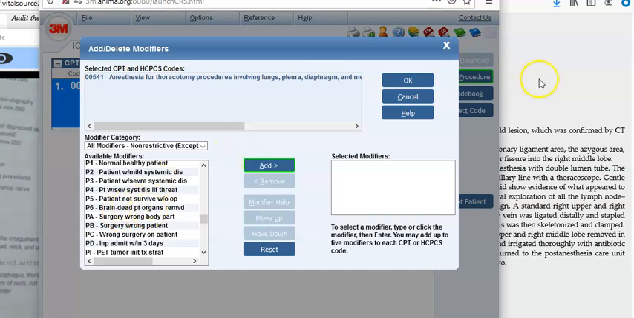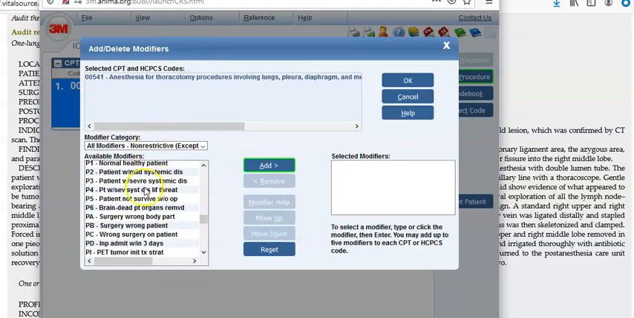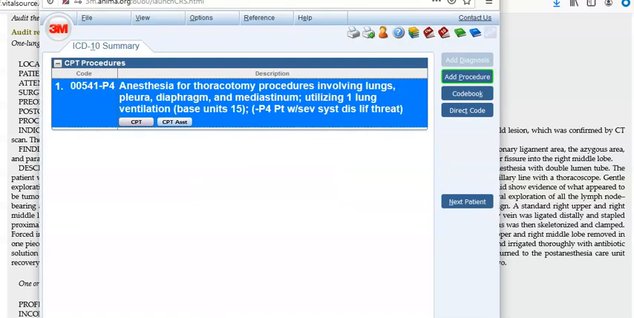So if we go back to our scenario, it says at the top, our patient is critically ill and in constant threat to life. So let's go back to 3M. So we want patient in severe distress with a constant threat to life. We're going to hit add and hit OK. So our correct code would be 00541 with our P4 modifier.